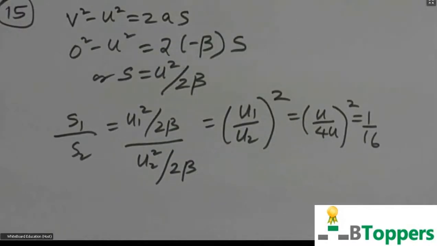So if you want to copy the solution of this problem, you can take a pause and copy the solution. In the solution, you have to observe that we have assumed the retardation to be the same for both the cars, because it is given in the problem that both the cars are identical cars.